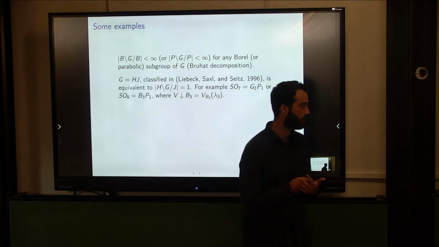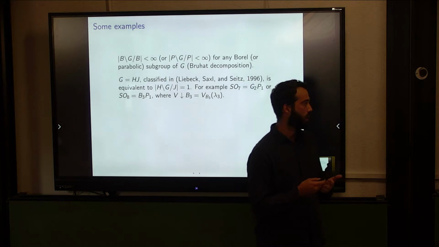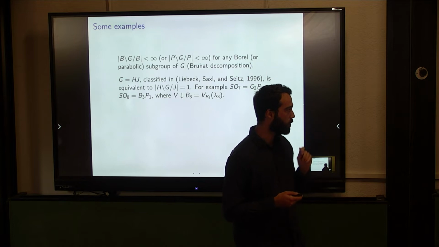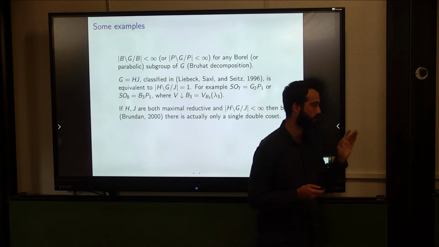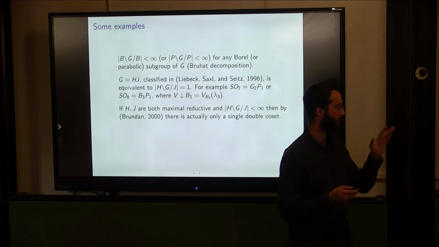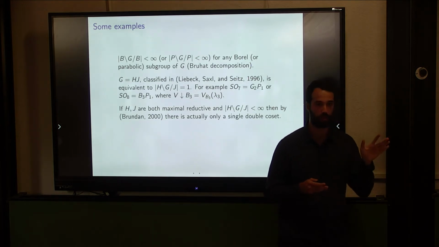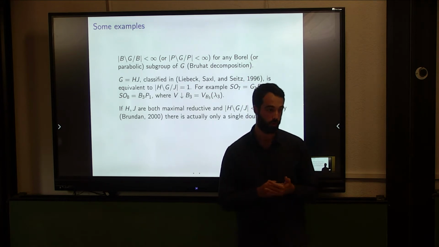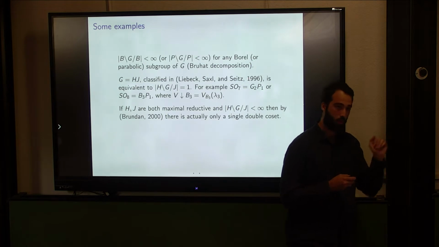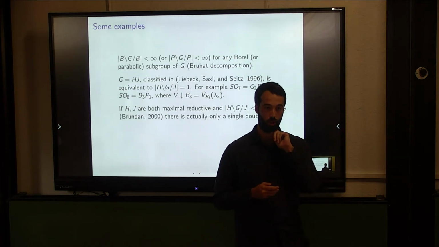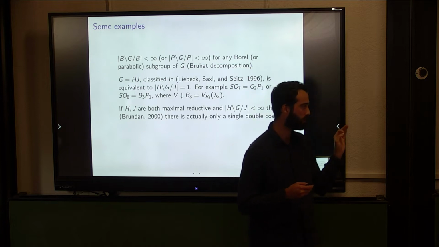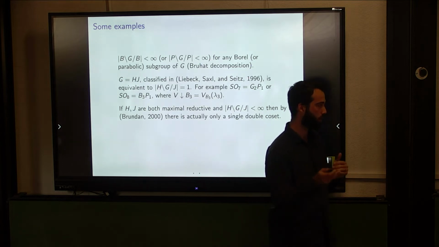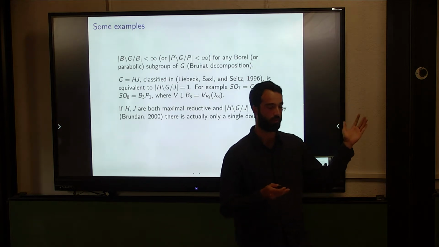So they were classified already in '96. And it turns out that this is a very important situation, because there's a result by Brundan that says that if H and J are both maximal reductive and we have finitely many double cosets, then there's only one double coset, which means that we are in the previous case of a factorization. Okay, so let's think about this. If they're both maximal reductive, we don't need to worry about the situation because it's equivalent to understanding factorizations.